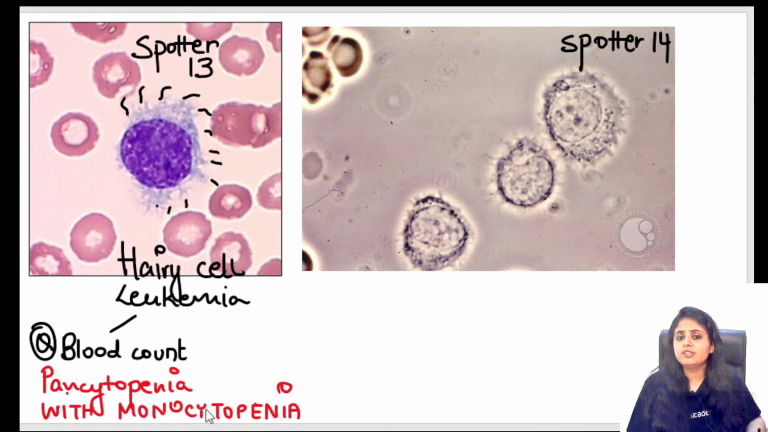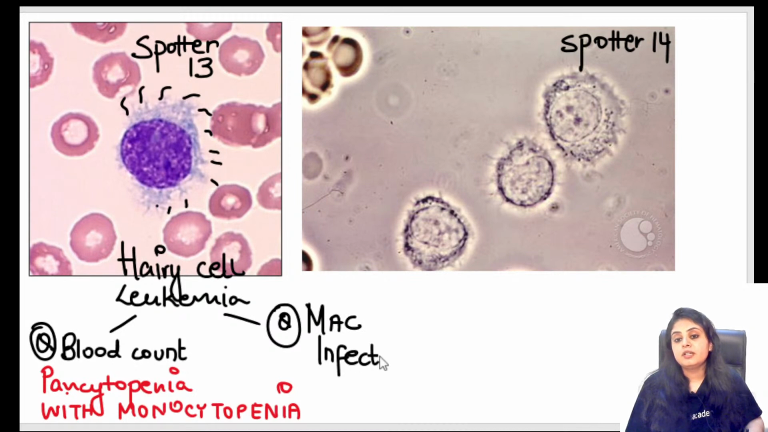Now imagine who is missing. Monocytes are missing. So which kind of infection will the patient have? When the monocytes are missing, MAC infection, atypical mycobacteria. Atypical mycobacteria is something which is very characteristic. That is how a clinical question comes. There will be a male patient, an elderly male patient, who will have pancytopenia with monocytopenia, and that person is having MAC infections. Okay. Having said that, spotter 13 done.